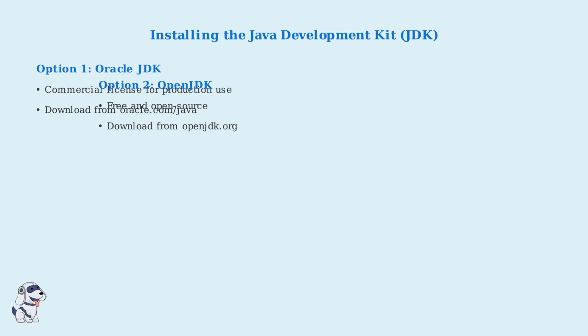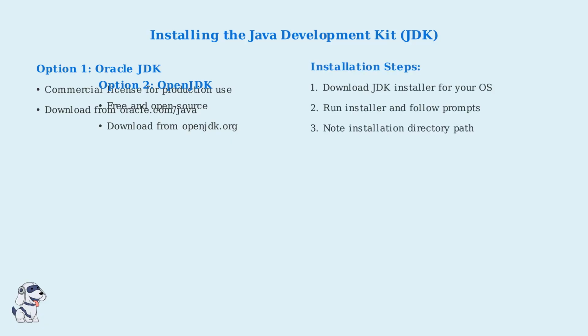You have two main options: Oracle JDK, which requires a commercial license for production use, or OpenJDK, which is free and open source. Installation is straightforward. Download the appropriate installer for your operating system, run it, and follow the installation prompts. Make sure to note the installation directory path, as you'll need it for environment setup.